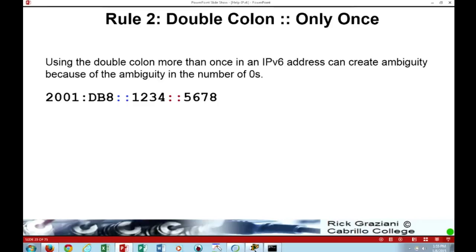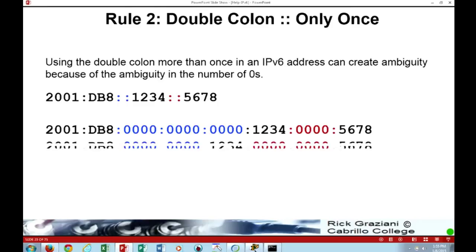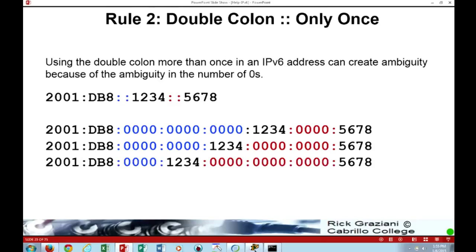And you can only use the double colon once. Because if you use the double colon twice, it could be that, it could be that, it could be that. So only use the double colon once. How are we feeling so far?